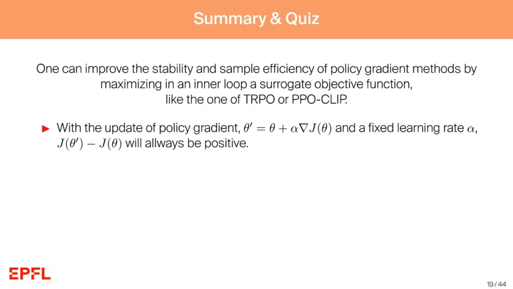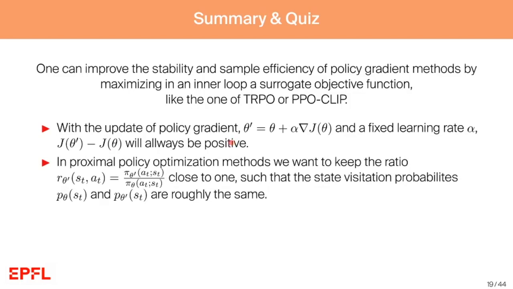This is not correct. It may be that the learning rate is too large, and if the learning rate is too large, then it may even be that the future discounted reward under theta prime is actually lower than the one under theta. This is what is solved in these proximal policy optimization methods that try to guarantee that one always has an increase in this difference. But simple policy gradient does not have such a guarantee.